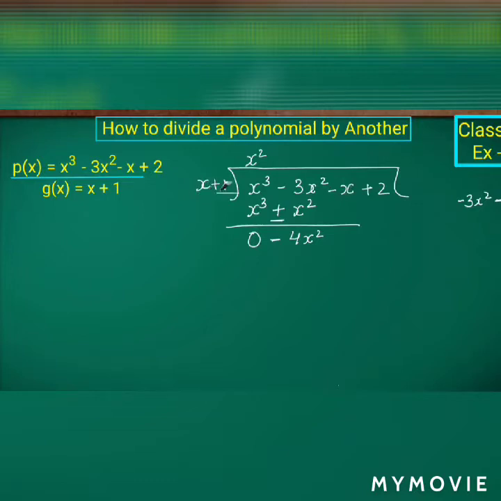So next what I'll do, I'll take the next term down here. That is minus x. I'm just taking the next term minus x. Now already x is in the divisor. To get minus 4x square, what is the thing I have to multiply to x? Obviously it is minus 4x, isn't it? So x into x gives x square, but here it is giving minus 4x square. So I have to take minus 4x.